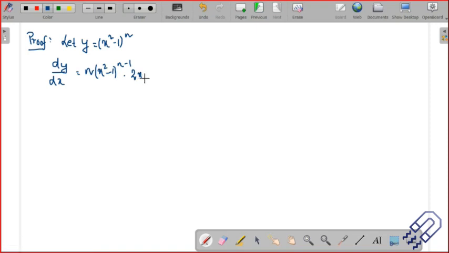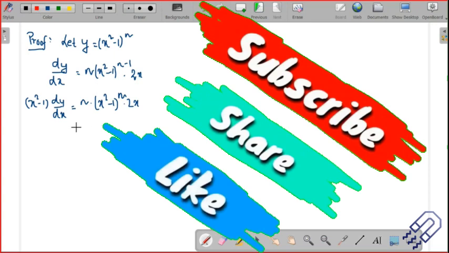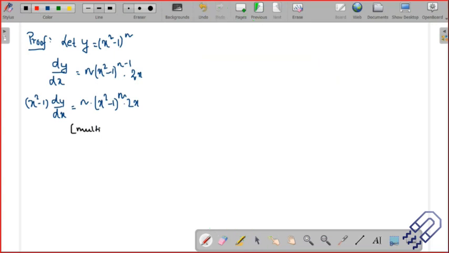Okay, and if we just multiply both sides by x square minus 1, this will be dy/dx into (x square minus 1) is equal to n. Now this is (x square minus 1) to the power n minus 1 into (x square minus 1), so that one power will go, so this would be (x square minus 1) whole thing to the power n into 2x. Okay, so maybe you can just write it down, multiplying both sides by x square minus 1. Please mention these things in your exam also, very important.